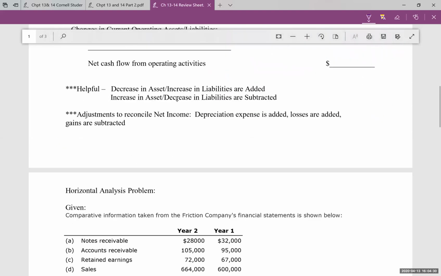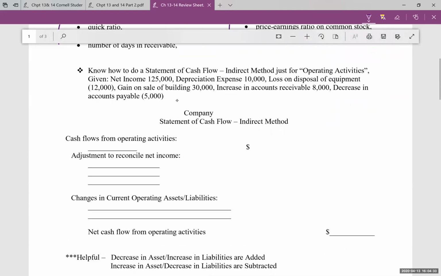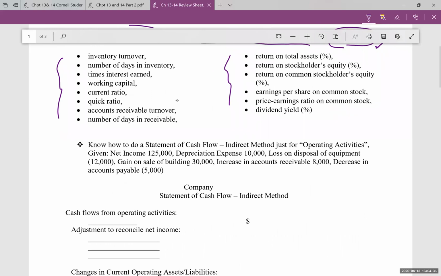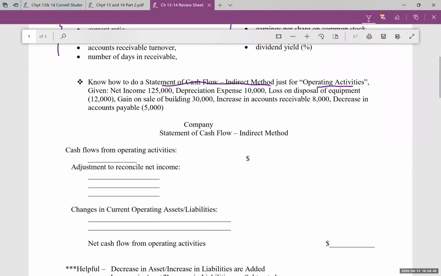Finally, for this last one here, a couple little things. Know how to do a statement of cash flow in direct method just for the operating activities, okay? This is a drop-down problem, quite a few points. Let's say I give you net income is $125,000, depreciation expense is $10,000, the loss on disposal of equipment $12,000, gain on a sale of a building $30,000. There was an increase in AR and a decrease in AP.